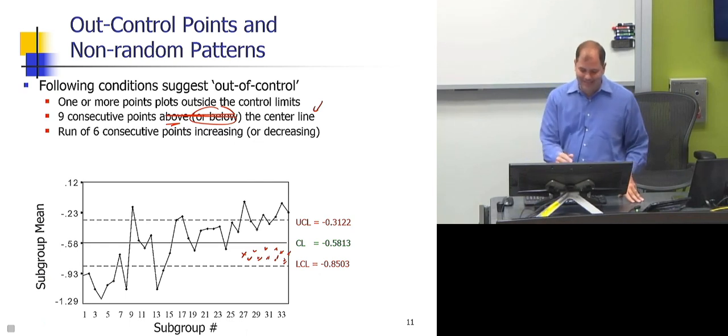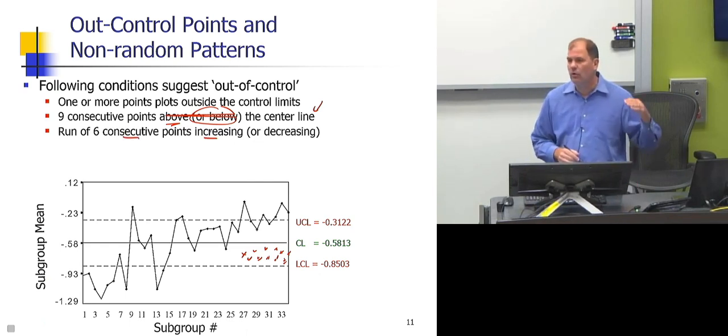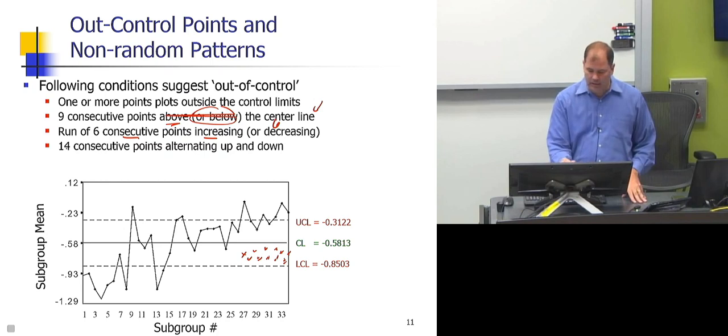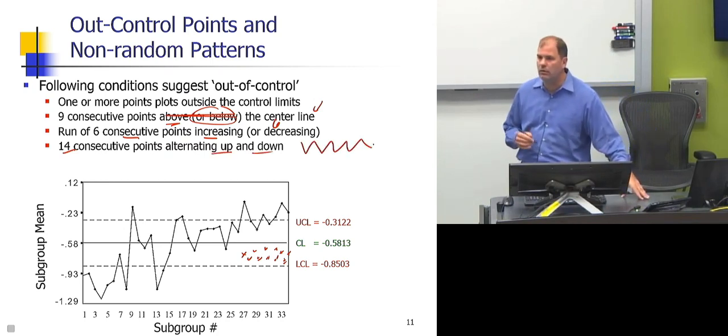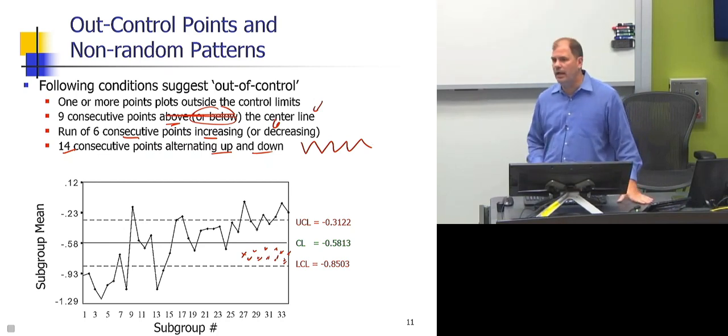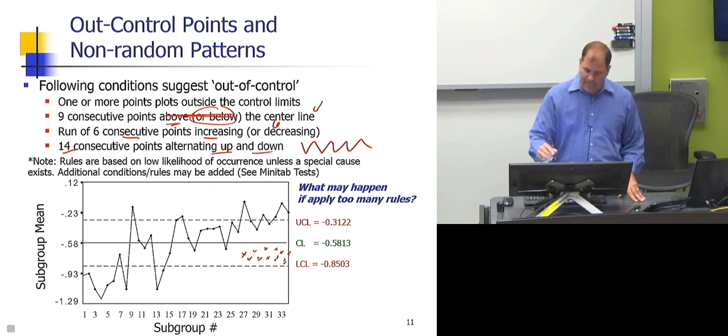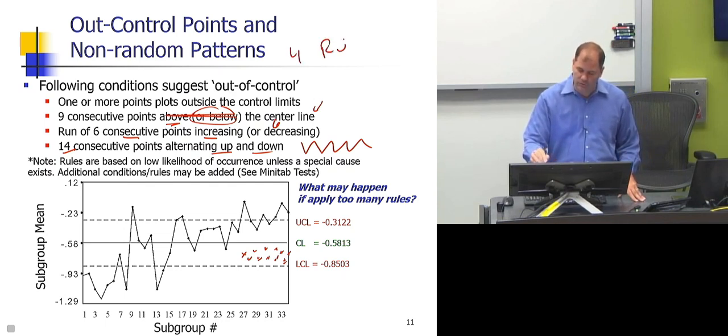Other examples. If you get 6 consecutive increasing or 6 consecutive decreasing, if you get 14 that go up, down, 14 in a row total would also be considered a special cause. Right? The idea here is if you have a very low likelihood of these things happening, we're going to call them special causes. In this class, we're going to use these 4 rules.